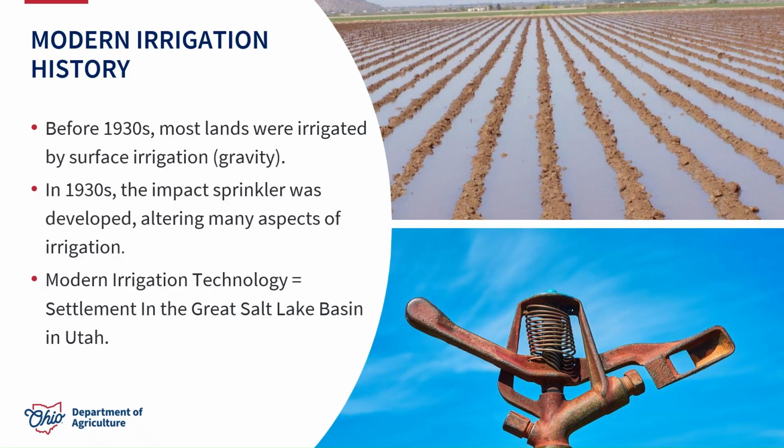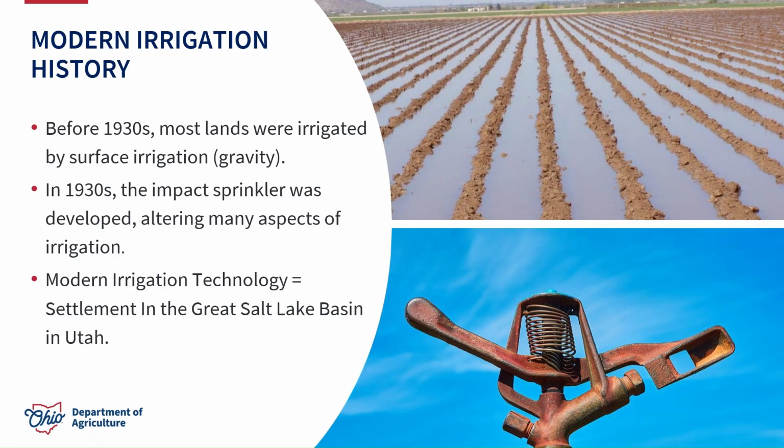Looking into some more modern irrigation history, before the 1930s, most land was irrigated with flood irrigation, a type of surface irrigation where water is gravity flown across a field to irrigate different rows. In the 1930s, the impact sprinkler, shown in the bottom right picture, was developed, and that really started altering a lot of the aspects of how irrigation was designed in crop fields.